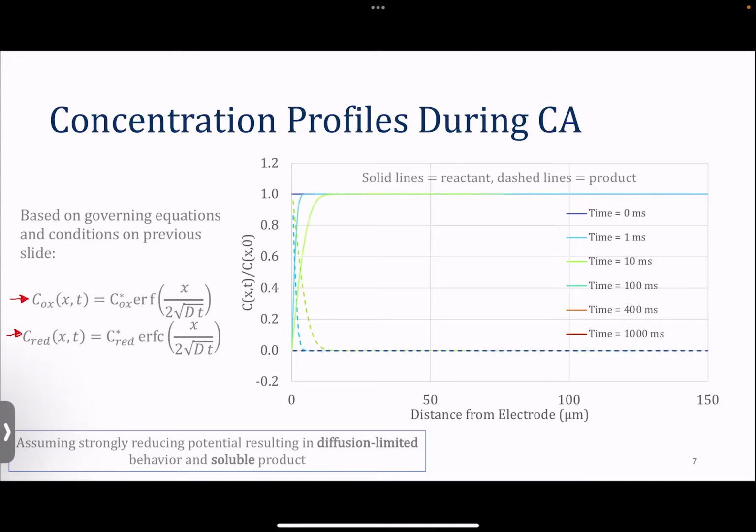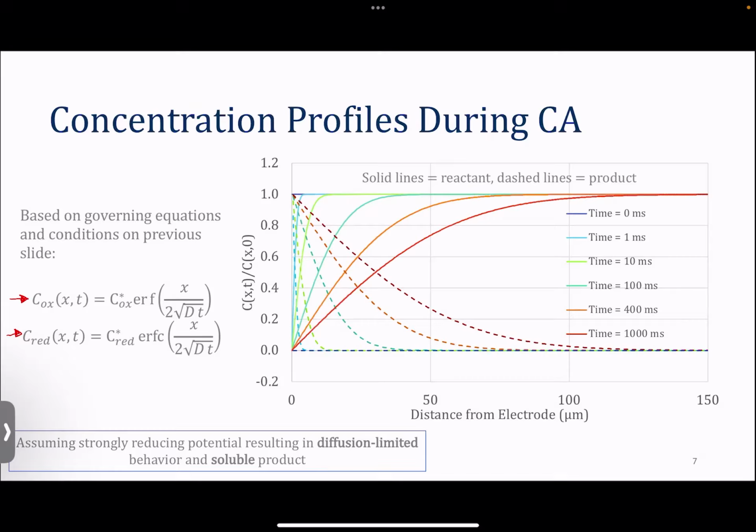After 10 milliseconds, that diffusion layer has grown a bit thicker. We're reaching further into solution to get reactants to react at the electrode, and products are diffusing further into the solution as indicated by this dashed line extending further out. We can watch this trend evolve with each time step. Here we're seeing the diffusion layer extend further out at 100 milliseconds, even further at 400 milliseconds, and further still at 1 second. As you can see here, the diffusion layer is growing thicker and thicker with time, and my concentration profiles are getting shallower and shallower with time.